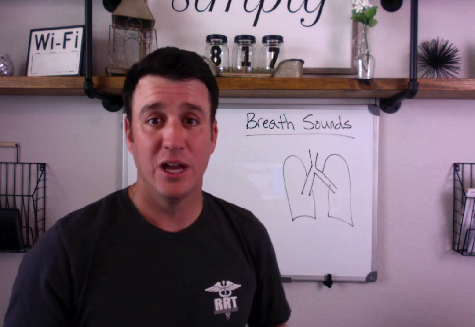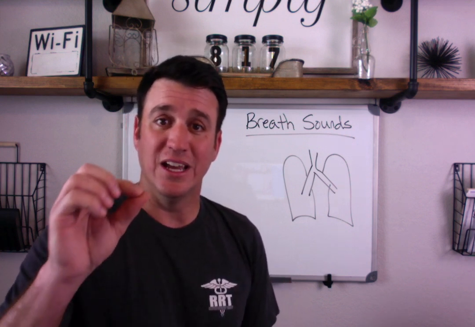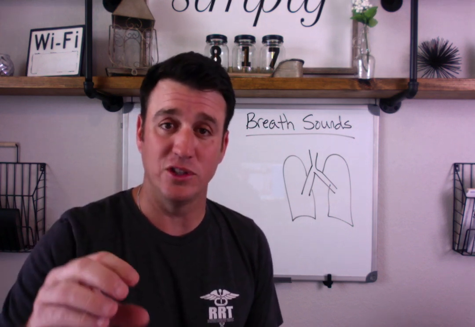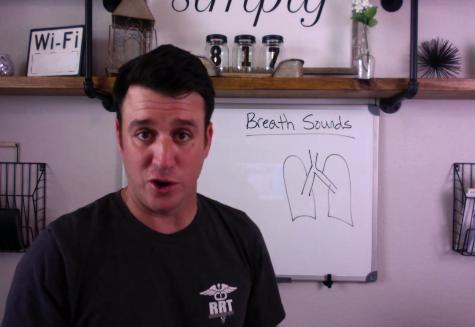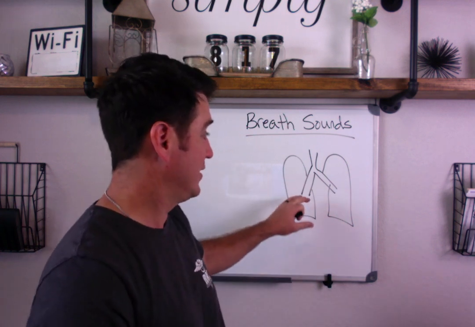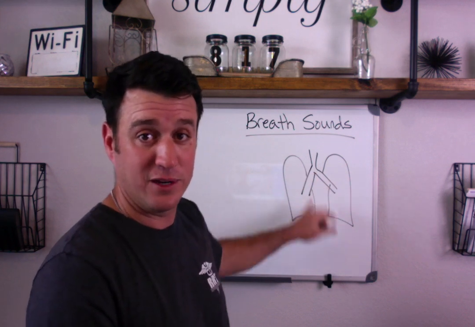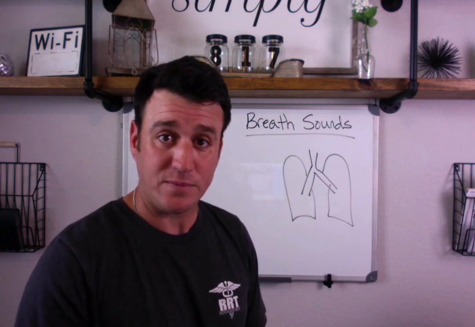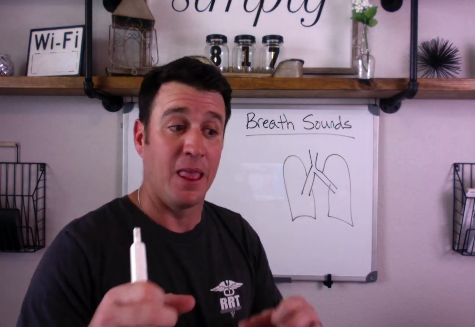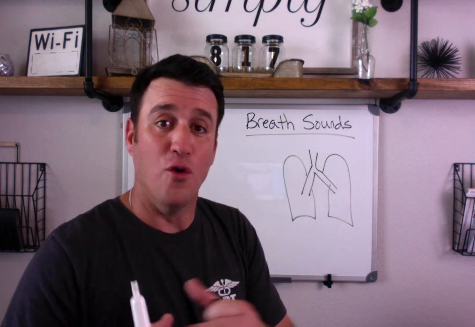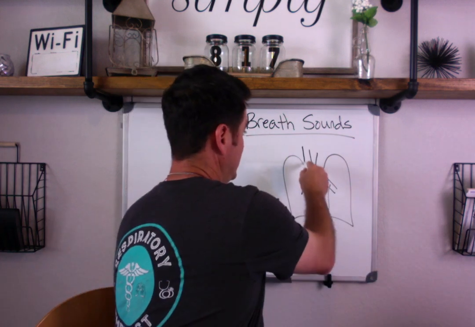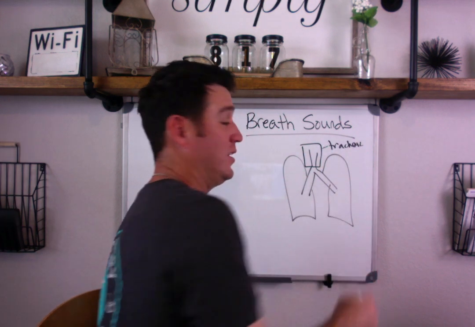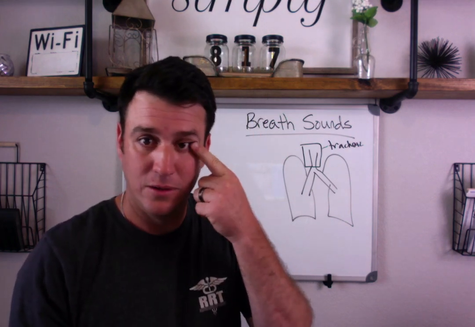So here are the three normal breath sounds. The first one is tracheal breath sounds. Now, when I say tracheal breath sounds, what you need to understand is tracheal breath sounds are heard over this region here. I'm an RT, not an artist, so forgive the drawing here, okay? But I put it up here to illustrate where these sounds are going to be heard. If you ever listen to somebody's breath sounds and you auscultate over the trachea, which is this region here, you will hear tracheal breath sounds, okay?